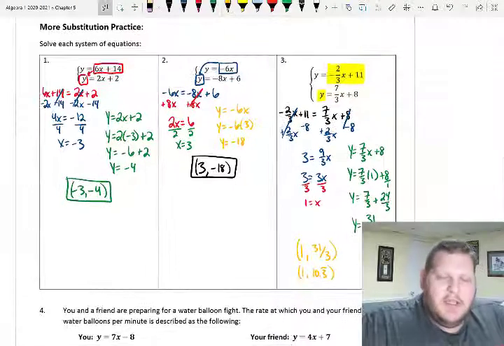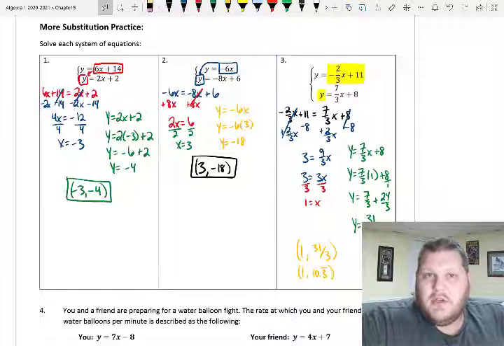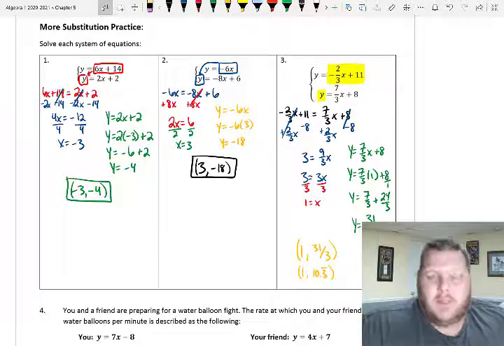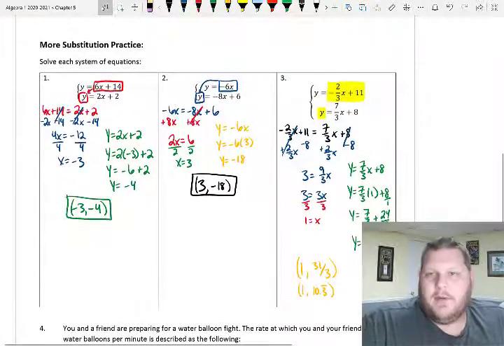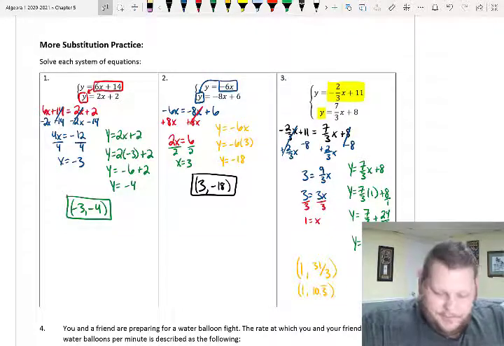I'm starting with taking what I know one of my variables is equal to in my first equation, substituting that variable in my second equation to get an equation that has a single variable in it. That's the whole point of the problem. The whole point of substitution is you're trying to substitute so it's just a single variable.